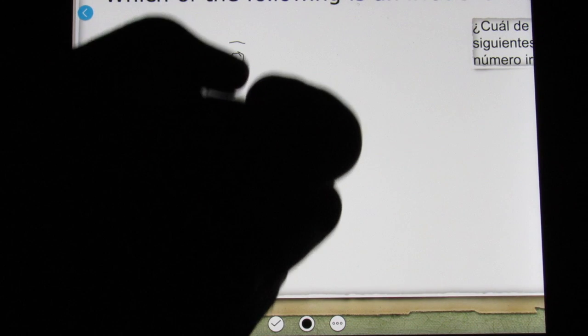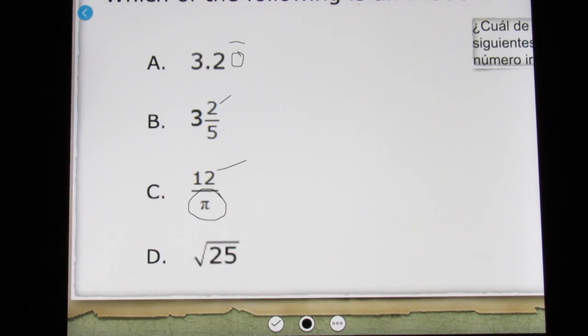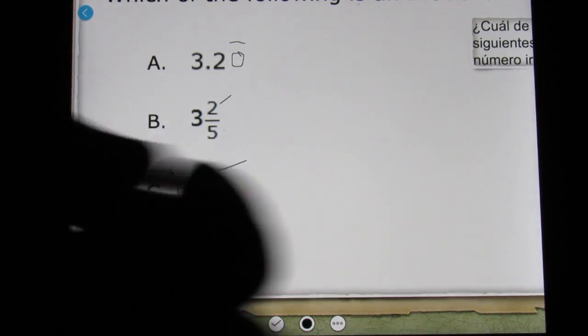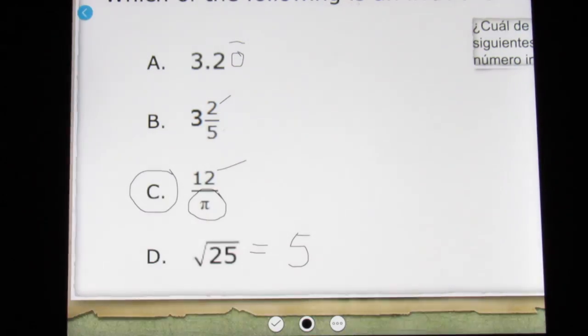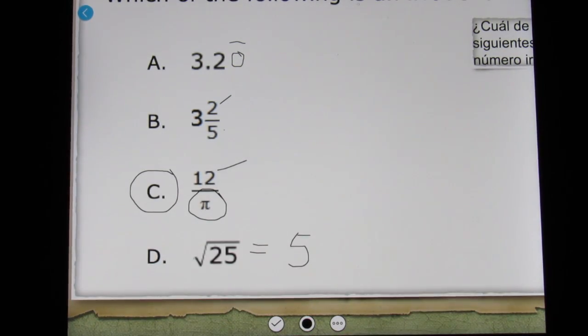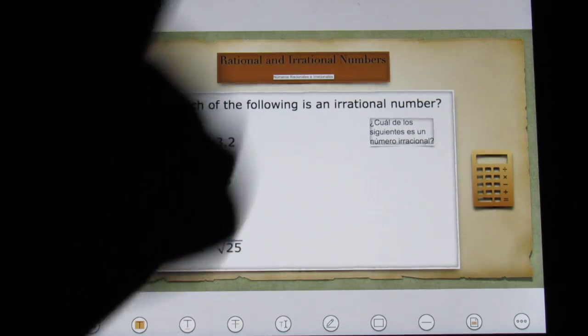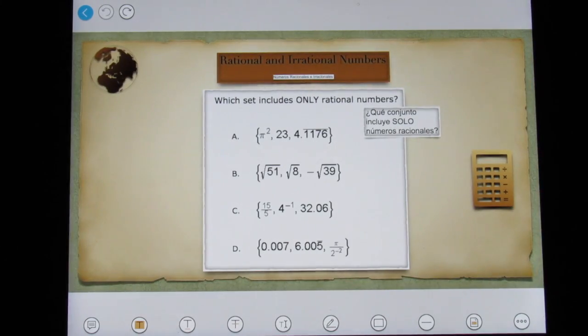Here the 12 is a rational number, but pi is our easiest one to understand once we have that memorized. Pi is irrational. It's not just 3.14, it's 3.14, etc., etc., etc., forever and ever and ever. So it is irrational. And the square root of 25 could, of course, be written as 5, which is rational. So let's work on getting these things memorized, these rules for rational versus irrational. And hopefully we'll get a good understanding of it.